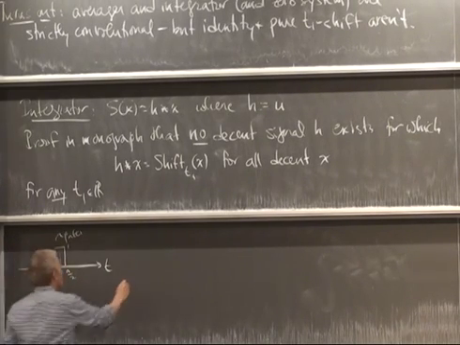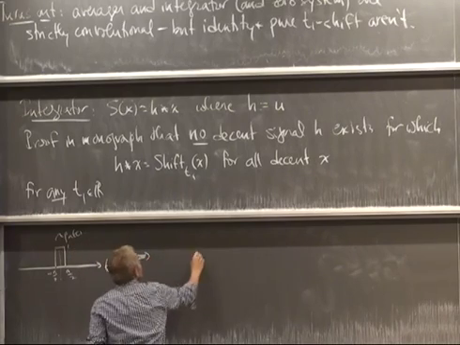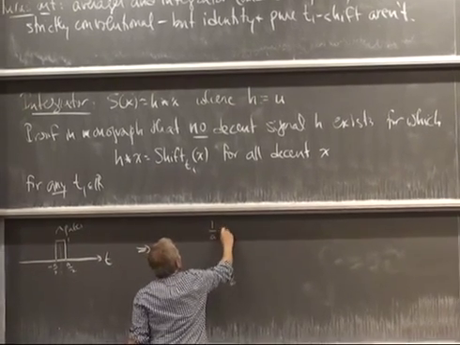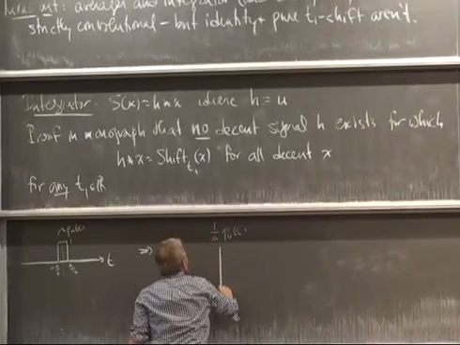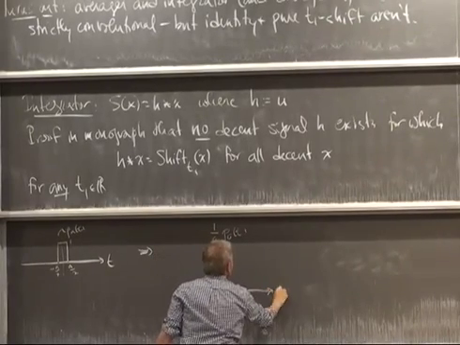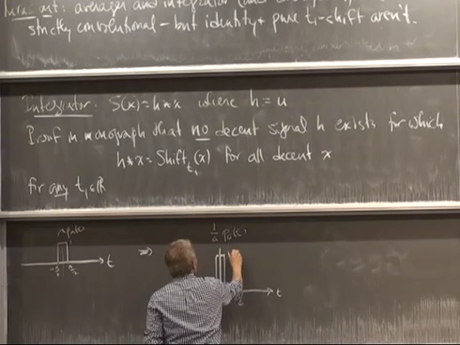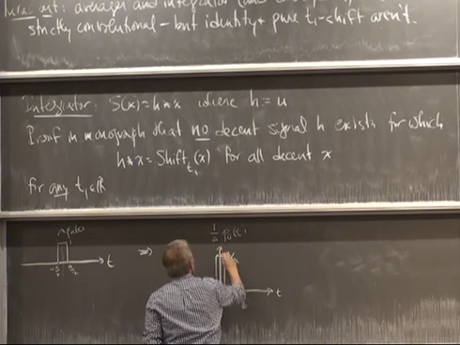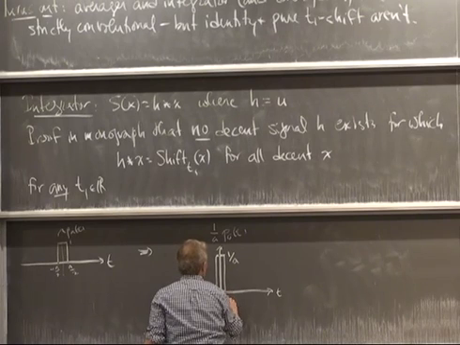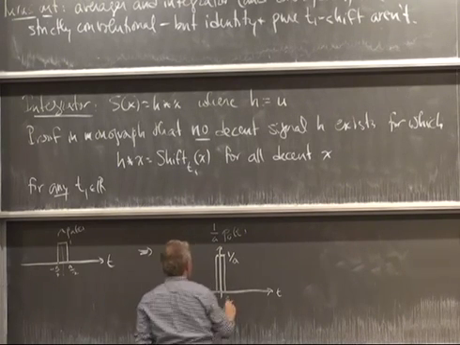So that means that 1 over a P_A of t looks like this versus t. It's just a pulse of height 1 over a centered at 0 that goes out to plus and minus a over 2. Okay?